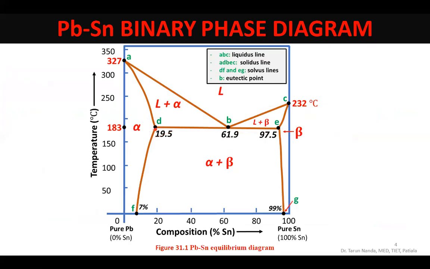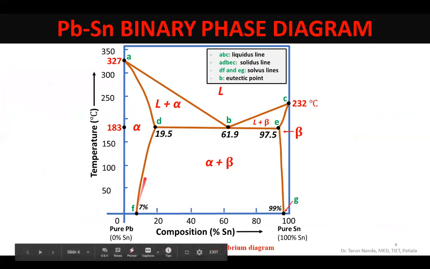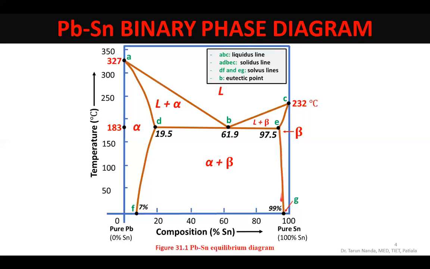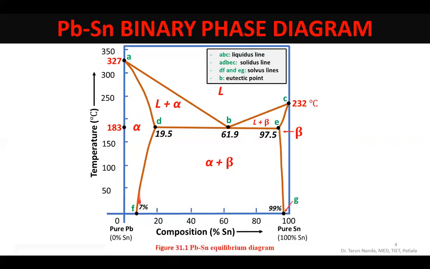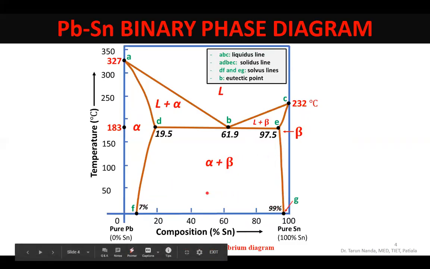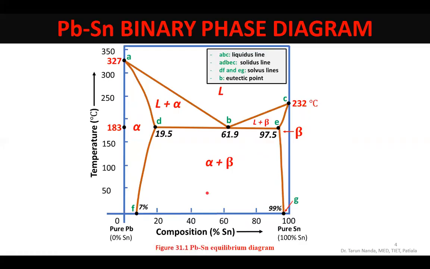And these two lines are newer lines which we haven't discussed as of now in our discussions on this subject of industrial metallurgy. Students, this line is called the solvus line. This line is the solvus line. So D, F and E, G are solvus lines. Mind it, what is the significance of the solvus lines?